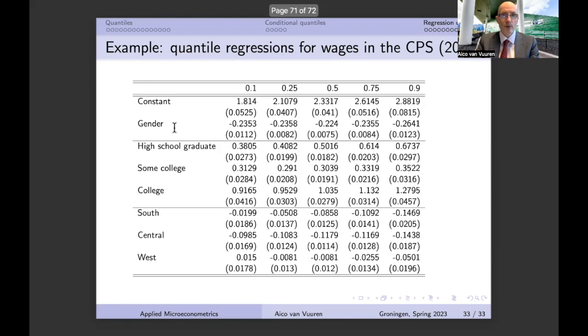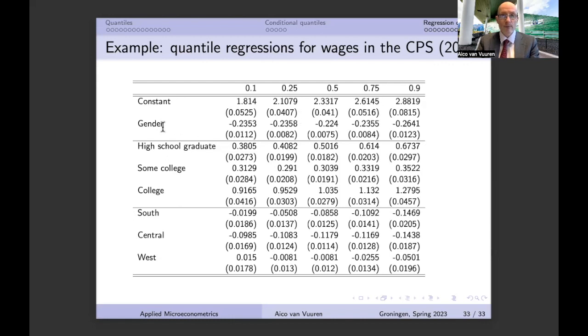Coming back now to gender, first of all, something about the constant. Usually the constant is not that interesting to look at, but here it is because, generally, at the moment that we do quantile regression, you should realize that the conditional quantiles increase with tau, and that is also the reason why we always see that the constant increases with tau.